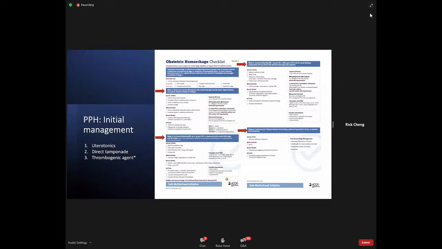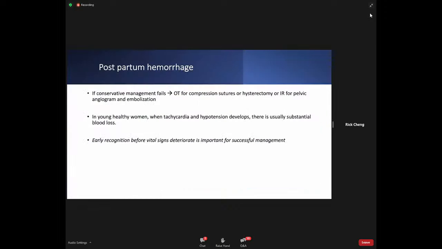Stages 3 and 4 are usually when IRs get involved. That's when transfusions are required and deterioration of vital signs is noted, as well as signs of organ hypoperfusion. When conservative management fails, patients are urgently brought to the OT for compression sutures or hysterectomy, and that's also when IRs would be called. It is important to keep in mind that young women usually have a very significant cardiovascular reserve. So by the time that tachycardia and hypotension set in, there's usually substantial blood loss. Therefore, early recognition, even before the vital sign changes, is extremely important in postpartum hemorrhage to allow for successful management.